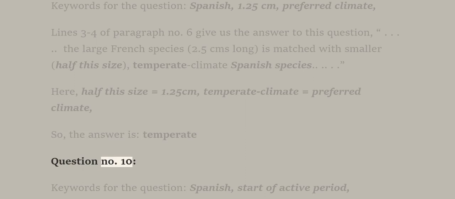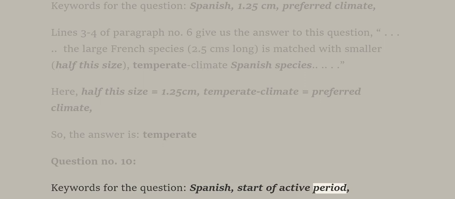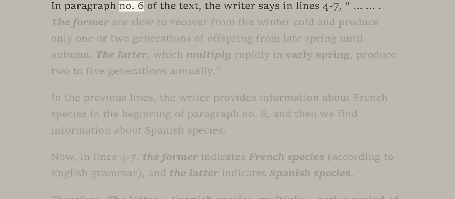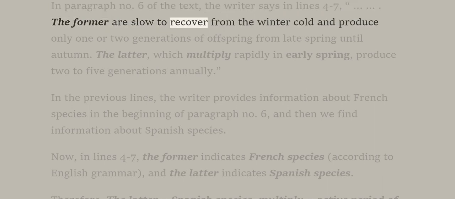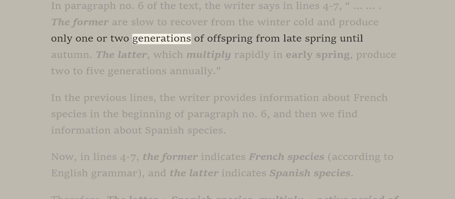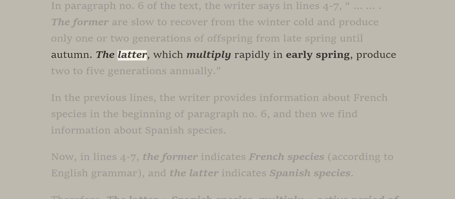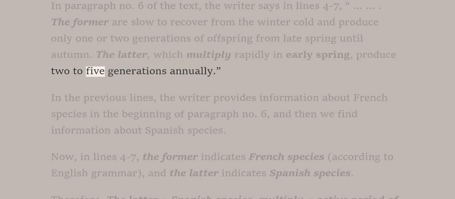Question number 10. Keywords for the question: Spanish, start of active period. In paragraph number 6 of the text, the writer says in lines 4 to 7, the former are slow to recover from the winter cold and produce only 1 or 2 generations of offspring from late spring until autumn. The latter, which multiply rapidly in early spring, produce 2 to 5 generations annually.